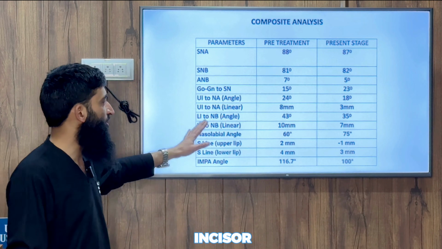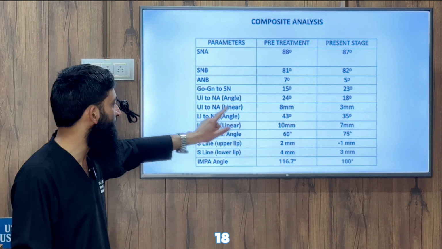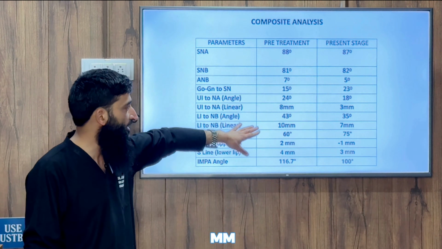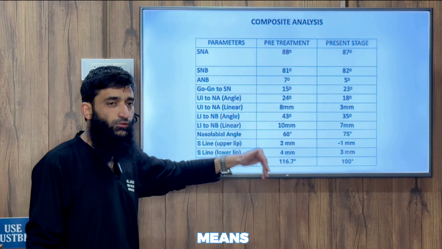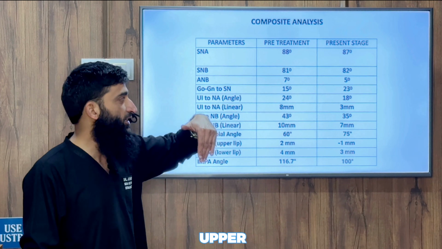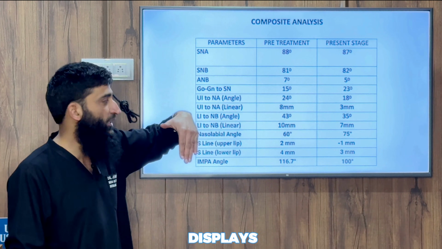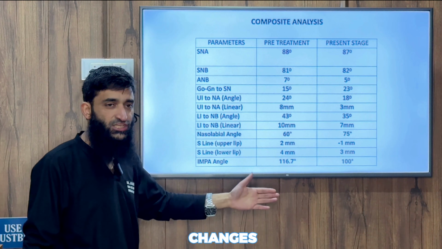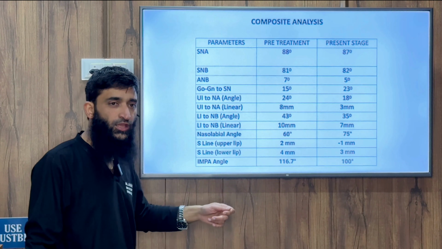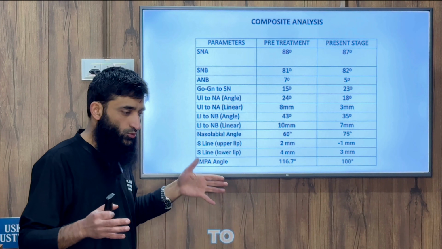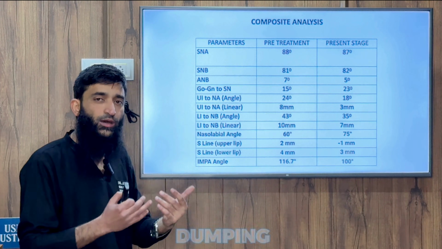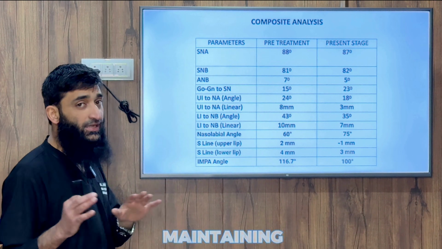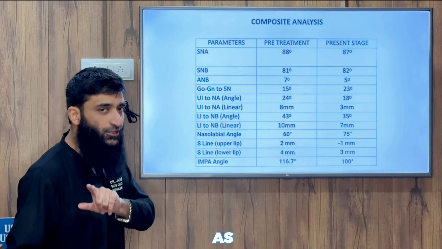The upper incisor angle was 24, now it's coming to be 18. Upper incisor to NA was 8 mm, it's coming out to be 3 mm. It means we have retroclined the upper incisors and we have bodily displaced them up to 2 to 3 mm. Lower incisors, a lot of changes, because the mechanics which we used was to shrink the lower arch by lingually dumping the lower incisors and maintaining the molar relation as such as class 1.